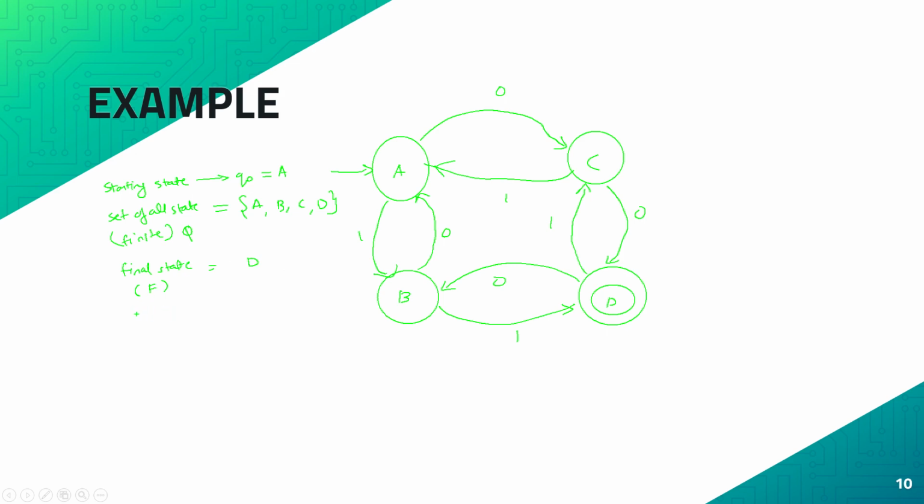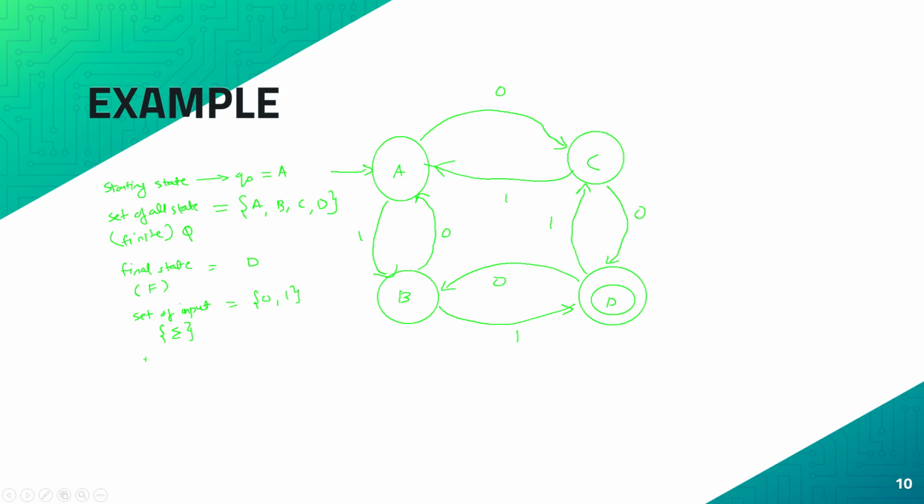And what are the set of inputs? The set of inputs, how we represent it? We represent it using sigma, correct? So what is the set of inputs over here? It is 0, 1, because these are the inputs 0 and 1, correct?